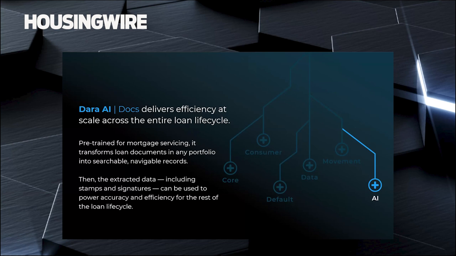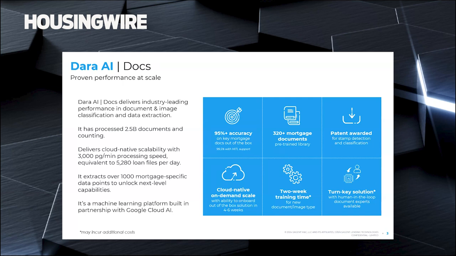So if we jump down to some of the core capabilities, and again, this has been around for several years. We've processed over 2.5 billion documents at about 95% accuracy. We already have over 320 mortgage documents pre-trained, which includes 1,000 mortgage-specific data points. And it's a machine learning platform. This is a really good partnership that we have with Google Cloud AI, and we can do over 3,000 pages per minute.